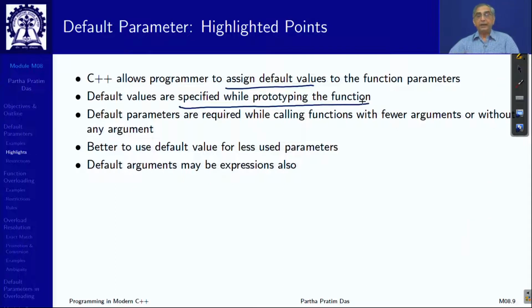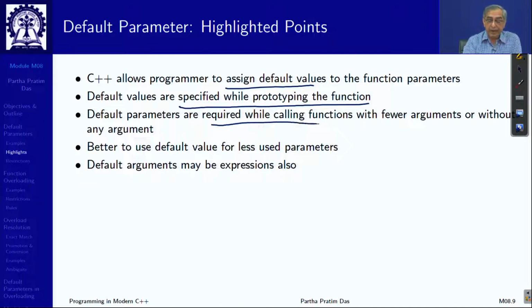It is recommended that you provide the default value while you prototype the function. Normally we write a prototype and later on we put the function body. So, we are actually writing the function header twice, once during prototype and once during definition. What is recommended is to put the default values while you prototype, not during the definition, because the prototype is likely to be included in many other files as well, and therefore, it will be clear as to what the default values are.